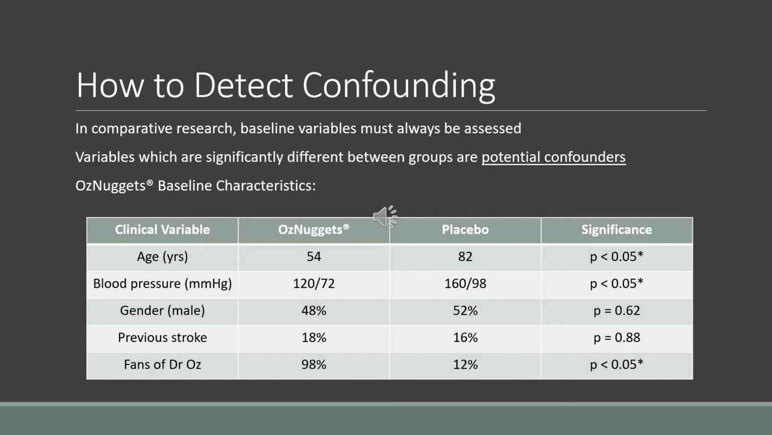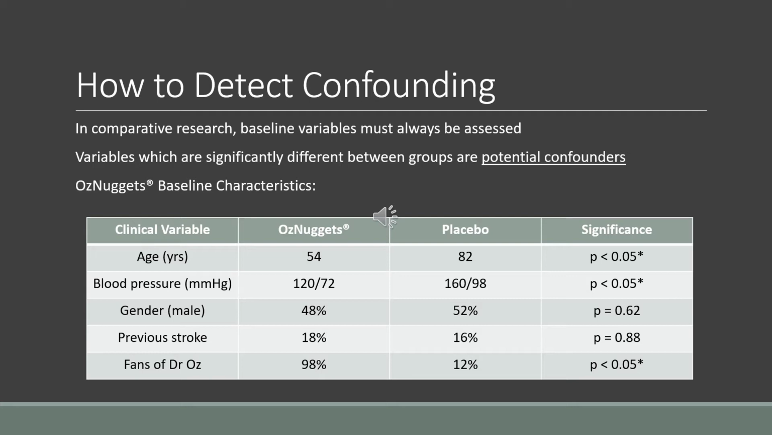So let's pretend that for Dr. Oz's study, the following baseline characteristics were assessed: age, blood pressure, gender, previous stroke, and being a fan of Dr. Oz. Patients who took Oz nuggets were much younger. We can see our significance test p-value is less than 0.05, meaning that there's a statistically significant difference between those two groups. Blood pressure is much lower in the Oz nuggets group.